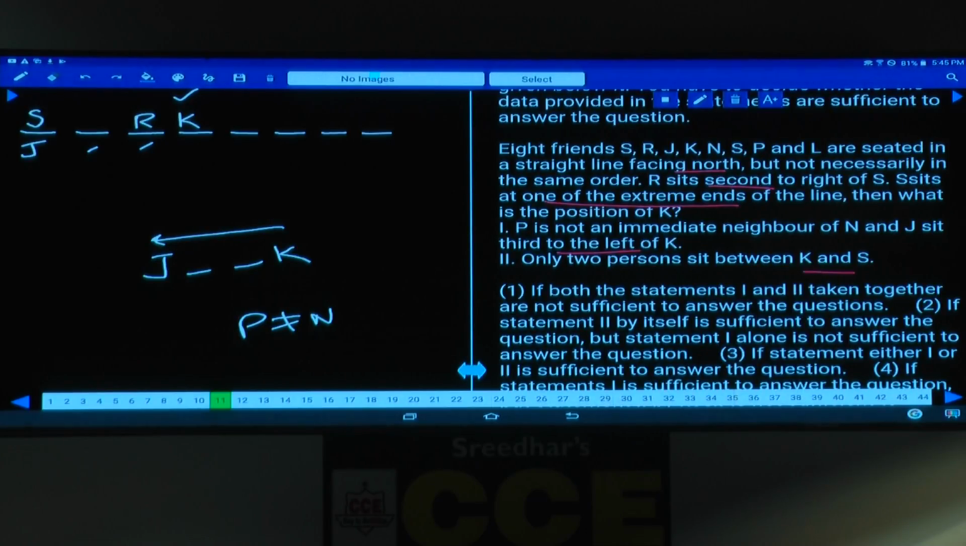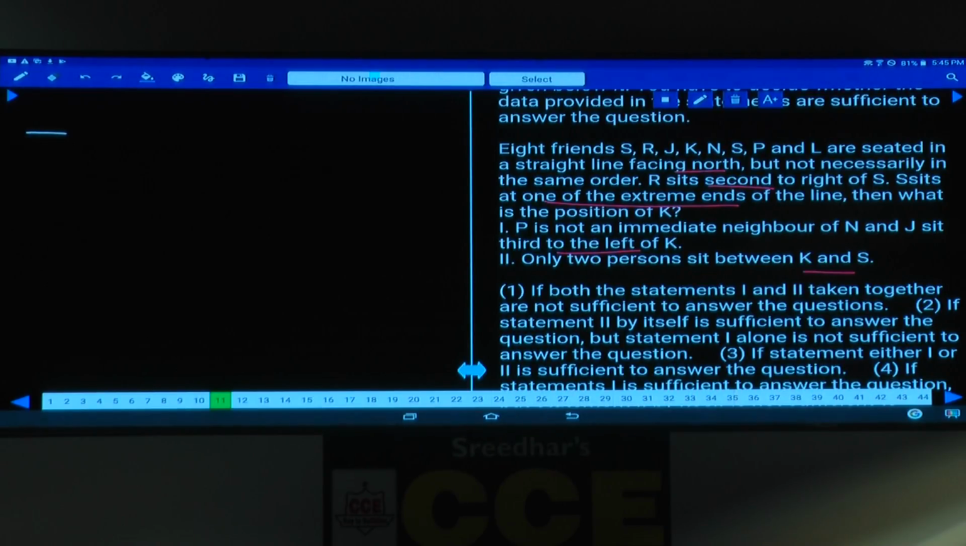Only two persons between K and S. Only two persons between K and S, fine. Now, only two persons between K and S, 1, 2, 3, 4, 5, 6, 7, 8, fine. Then, what is the first information here? R sits the second to the right of S, S is here. R sits the second to the right of S, and S sits at one of the extremes.